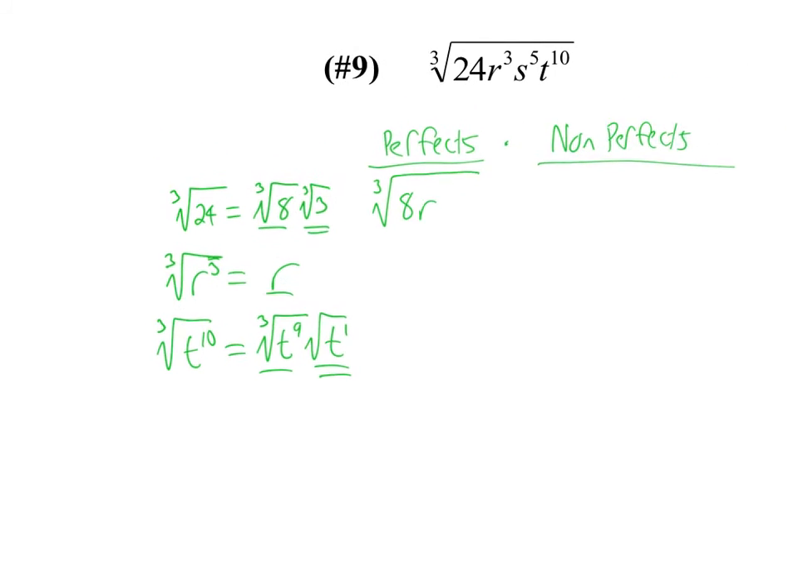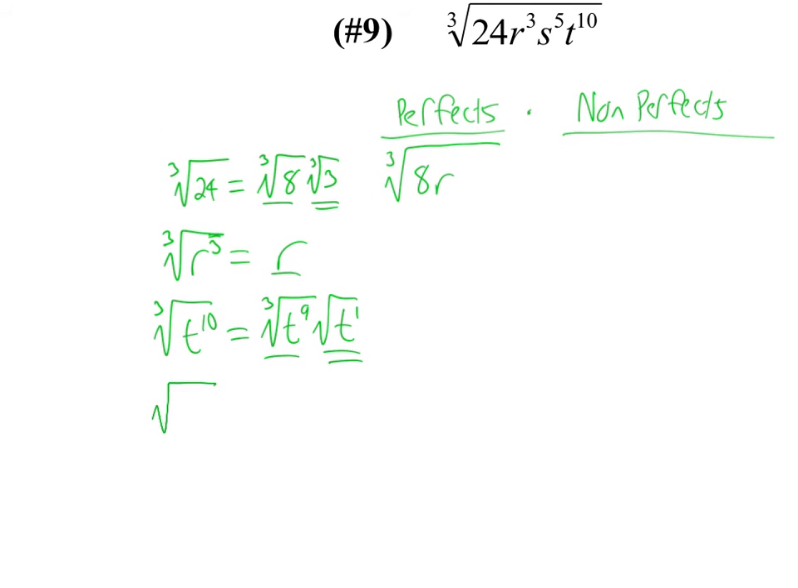We also have to do the s's. So let's do the cube root of s to the 5th. What's the biggest number that goes into 5 that also divides by 3? Hopefully you said 3. So we have s to the 3rd. And then 3 plus 2 is 5, so we need s squared over here. So this is our perfect, and this is our non-perfect.